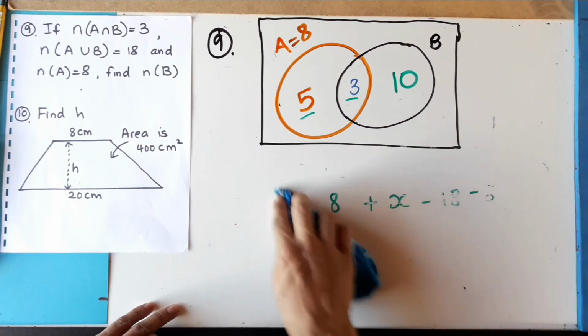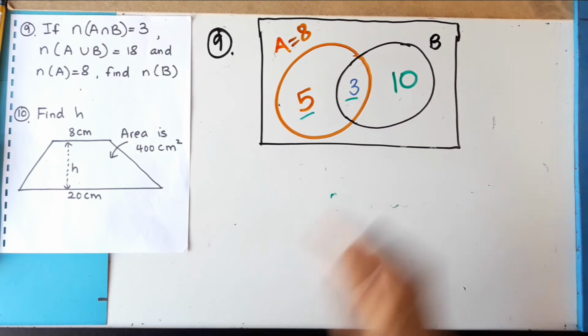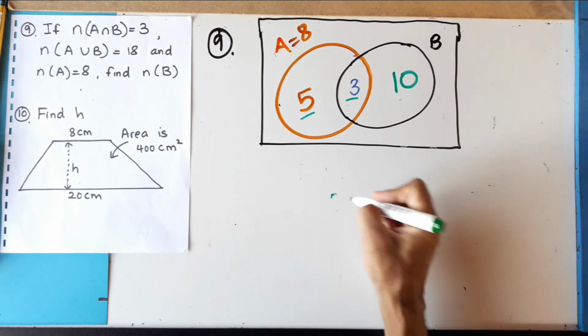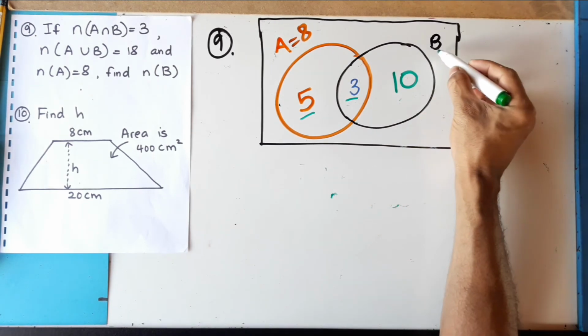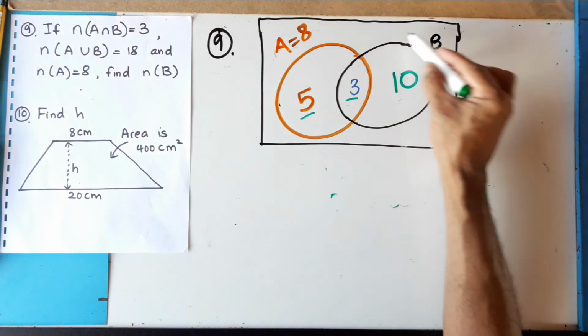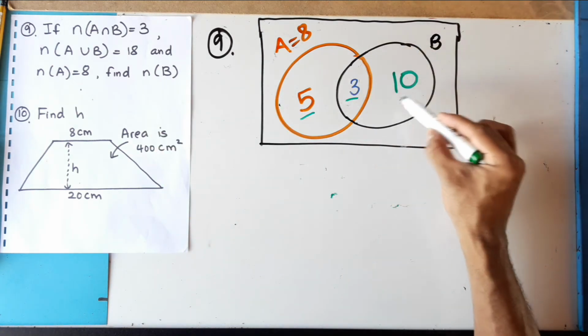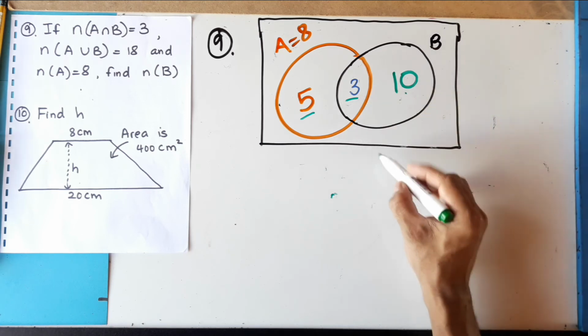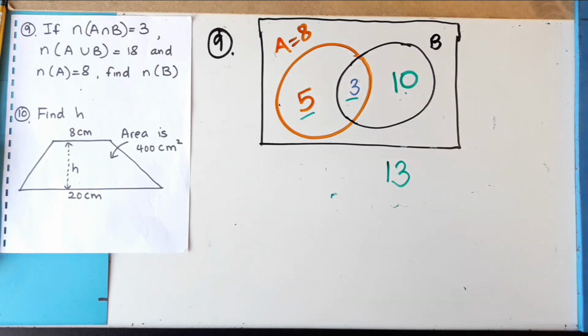A lot of students would say, well, I'm finished there. So the answer is obviously 10. But that 10 is B only. They ask us for B, the whole B circle. So the whole B circle is 10 plus the 3, which is actually 13. Common mistake and a common trick they try on you in the exam. So don't fall for these tricks, guys.